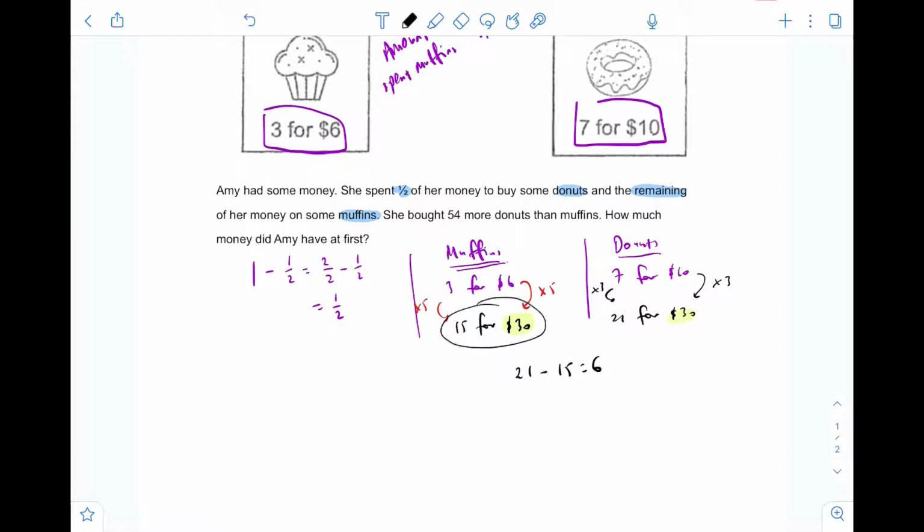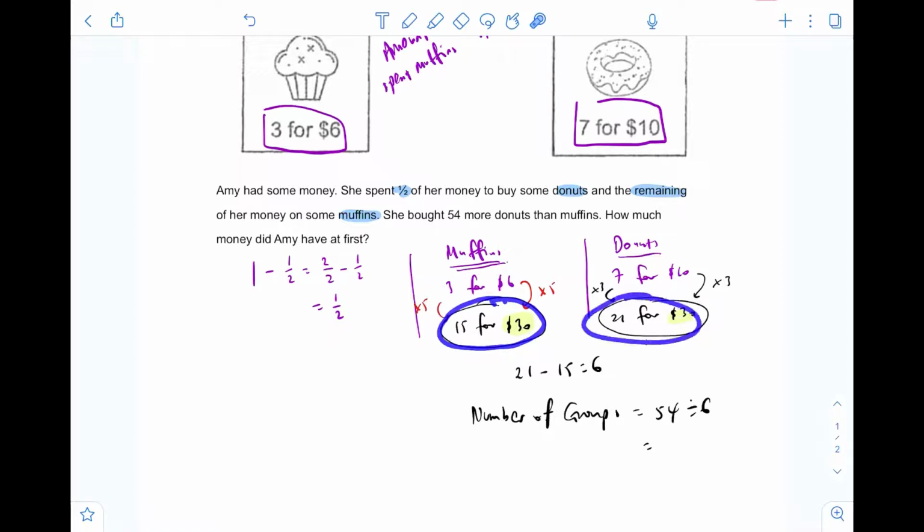How many groups of this $30 do I need? For each group of $30 and $30, my difference is 6. So we can find the number of groups: 54 divided by 6. Again, in each group of $30 of donuts and muffins, the difference between the donuts and the muffins is just 6. Since I know the total difference is not 6, it's 54, I need to have more of these groups. Basically, I need 9 of these groups.